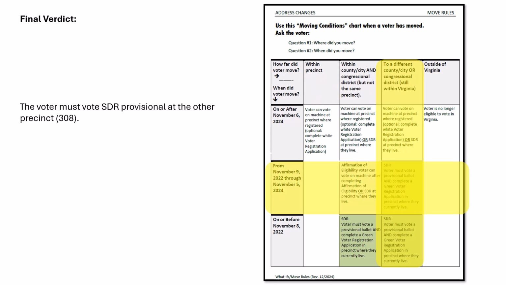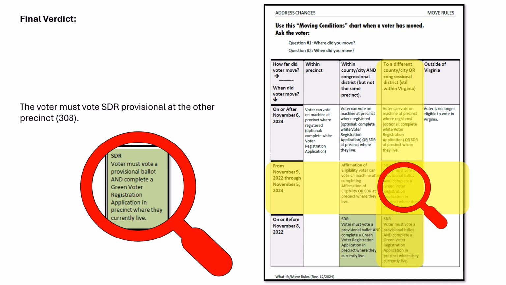Now that I know both the column and row where the voter falls, I can find their intersection on the chart to make my final verdict. It looks like the only option for this voter is to vote SDR provisional at precinct 308. All right, time to deliver the news. Hopefully, he takes it well.